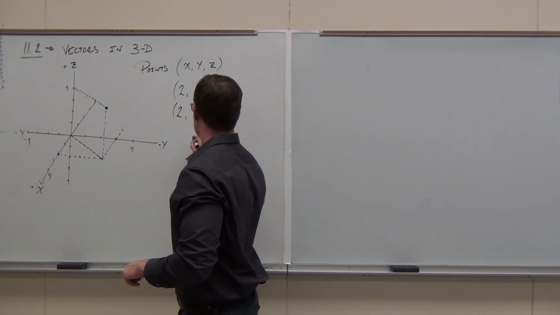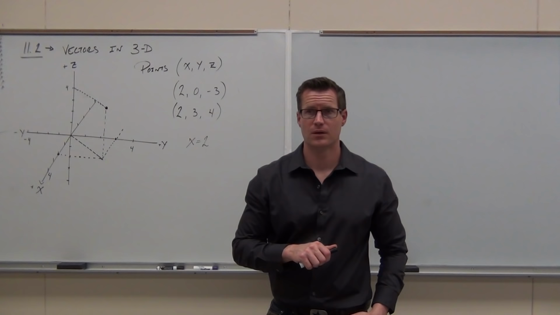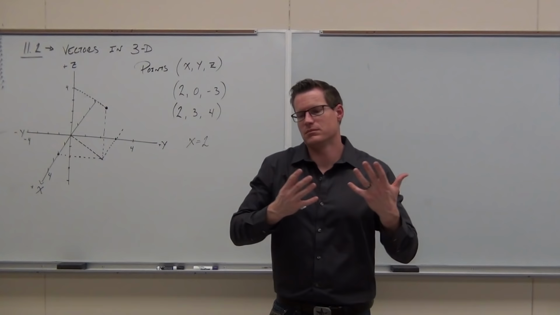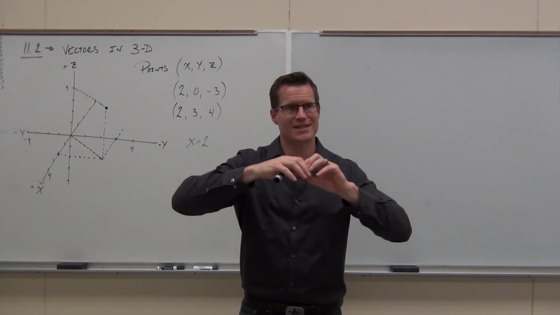What about this? What if I said I want you to graph X equals 2? Could you do it? What is X equals 2? Line. Lines would be in 2D. What's a line in 3D? What's a line that goes forever? It's a plane. If we have X equals 2, lines now become planes. Circles become spheres, okay? Functions become surfaces. So we're extending the dimension.